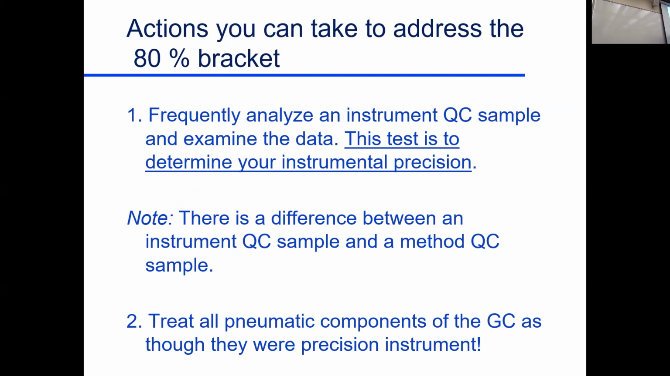The idea there is a difference between an instrument QC sample and method. I'm just looking at the instrument. I want to put something known in to see if it gives me a response. If it gives me the separation, it's not the instrument, I messed up someplace. So I've done something wrong in methodology, something's entered that I didn't expect.